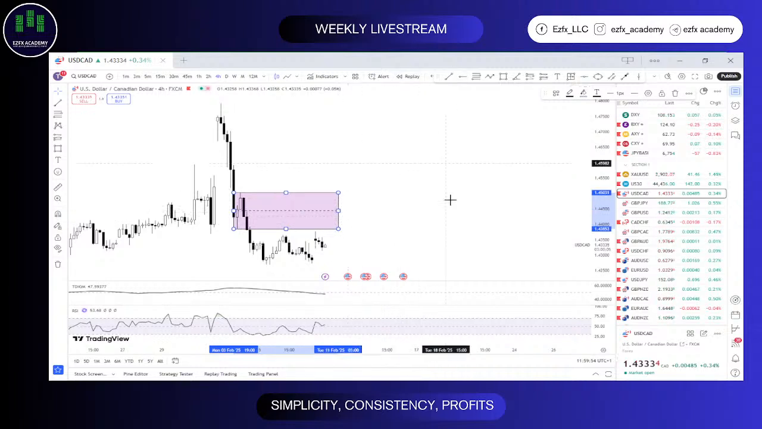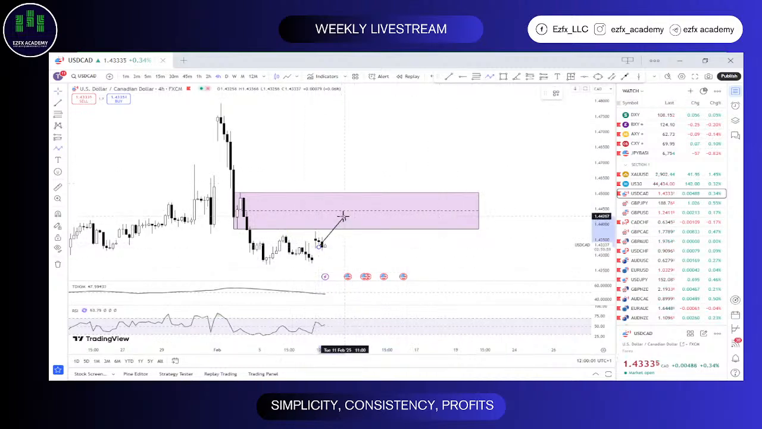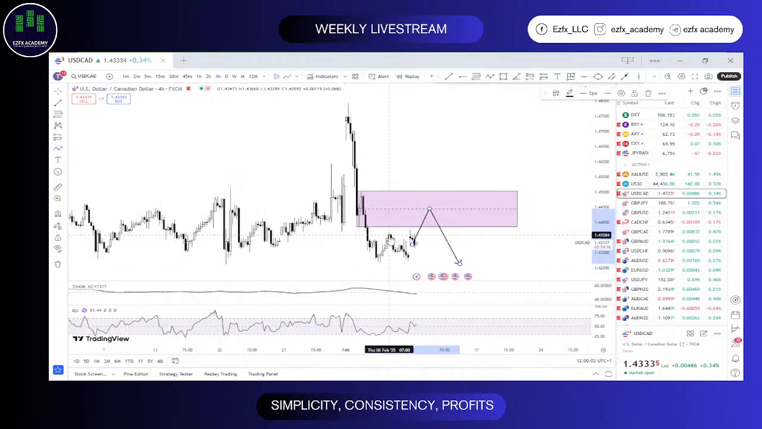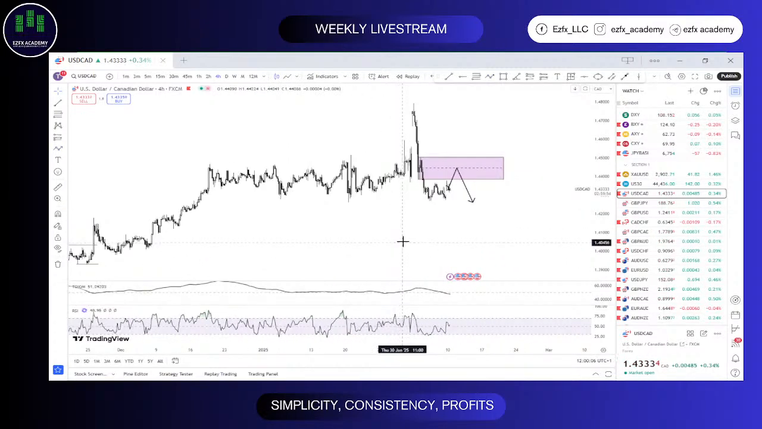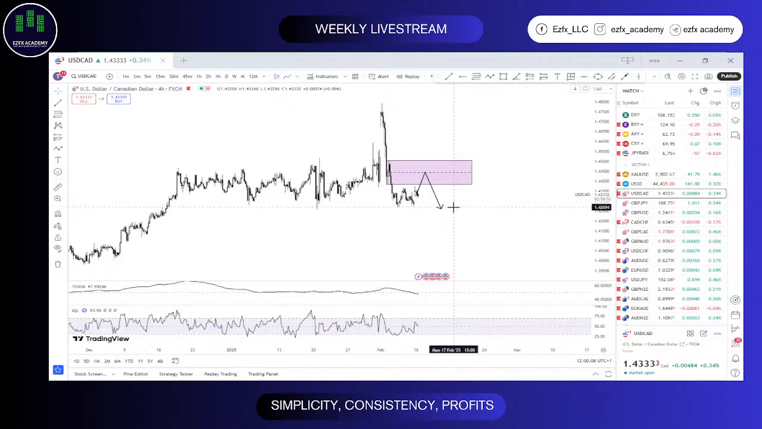For USD CAD, I think we should get a little bit of a push towards the upside, just a little bit more. I'm expecting a sell continuation anyway from maybe somewhere around here. However, this for me is a very, very stubborn support. Let me mark it out somewhere around here. We've seen about 4 or 5 touches on that support, which tells me that it's a very strong support.